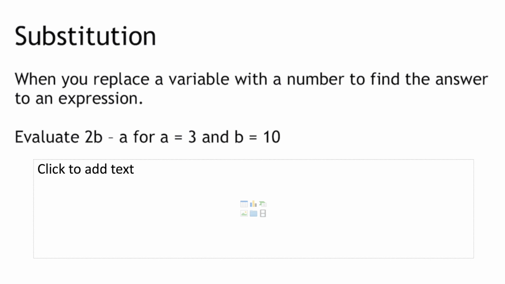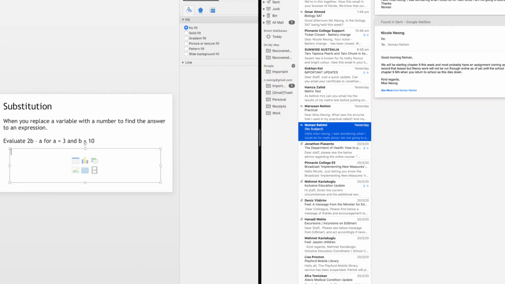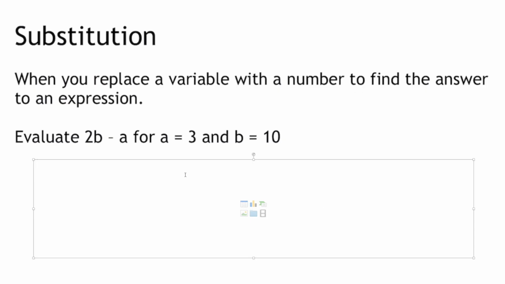variable's number. For this question here, we have a is equal to 3 and b is equal to 10. So we're literally going to take the 10 and put it where the b is, and take the 3 and put it where the a is. So what we're going to get is 2, and our b is 10, take away, and our a is 3. So that's going to be 20 take 3, which equals 17. Okay, copy that down if you need to, and tell your teacher if you would like him or her to pause this video. So we're going to go to the next one.